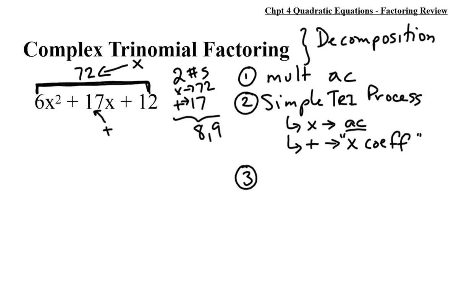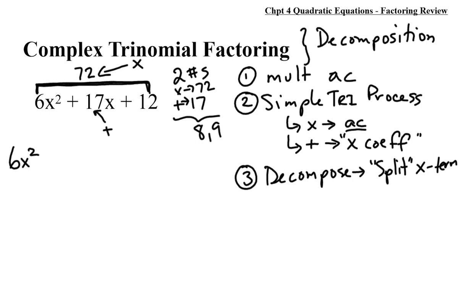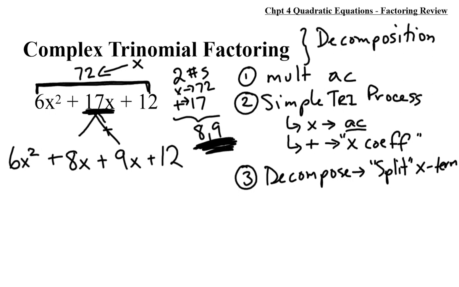And this process is called that because at step 3, we decompose or split the x term. So I want to take what we had, 6x squared, but our 17x, we're now going to decompose it using the two numbers we just discovered. We now have an 8x plus 9x. Those are the two numbers we used. 17x is now 8x and 9x. Same value, but a different form. And we still have plus 12.